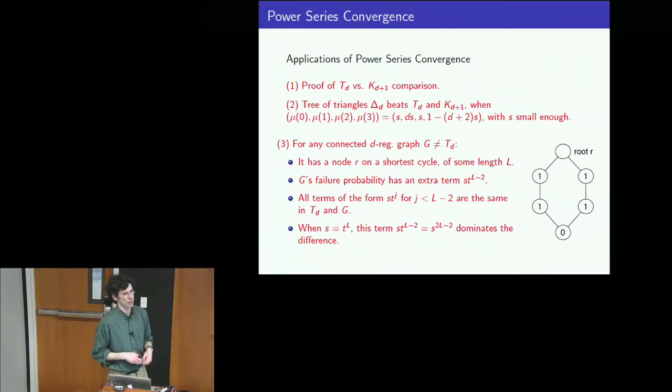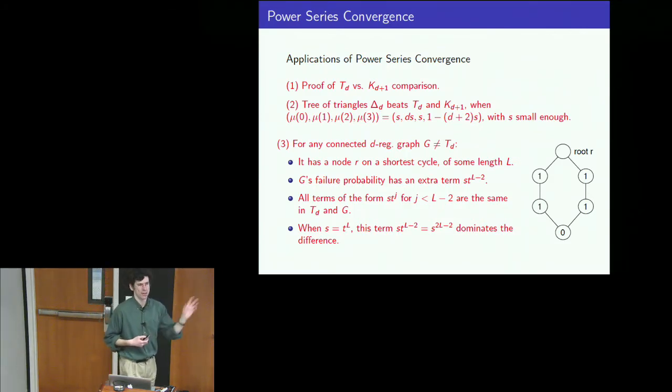OK, so now that we have a way to write down this power series, there are a whole bunch of things we can do immediately with this. One is I can actually go back to the tree versus clique and finally make it precise. Because now I have some way to talk about those low-order terms in the power series. Second, I can similarly construct a distribution where I can prove the tree of triangles beats these two. And basically I just need to figure out what the right values are and then work out what's now a much messier power series for the tree of triangles. But it all works out. And also this theorem that the tree beats any other connected d-regular graph.